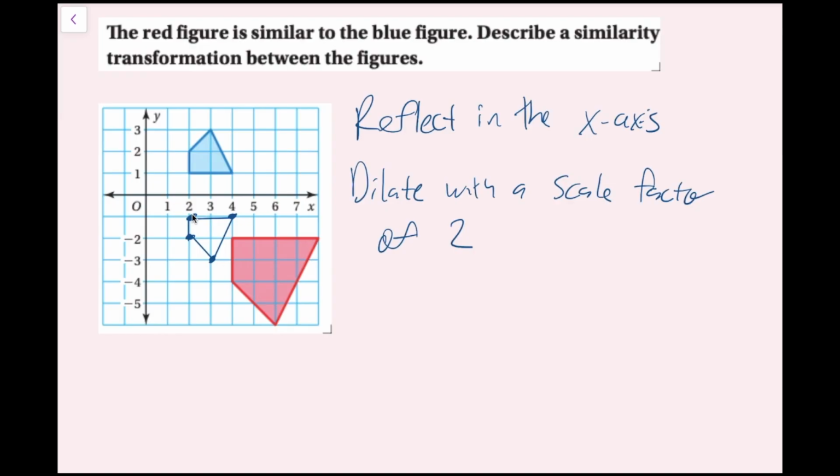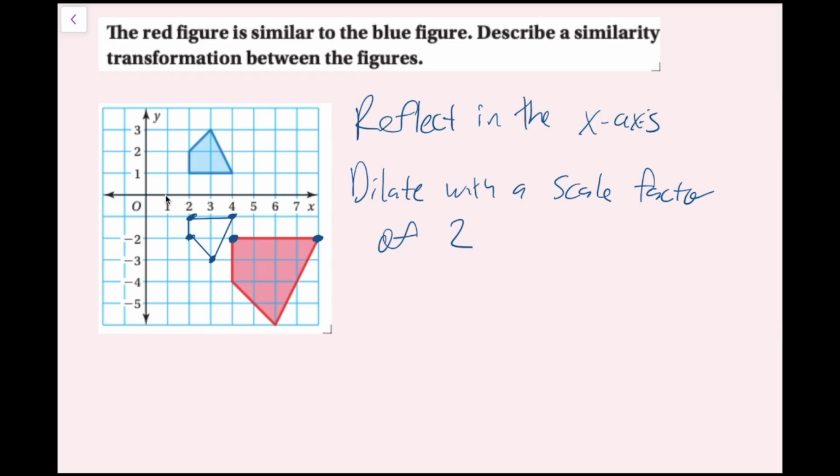Okay, so this is the ordered pair (2, -1). So 2 times 2 is 4. Okay, and then -1 times 2 is -2. So that's going to be right here. Then over here, I have (4, -1). Well, 4 times 2 is 8, and then -1 times 2 is -2.